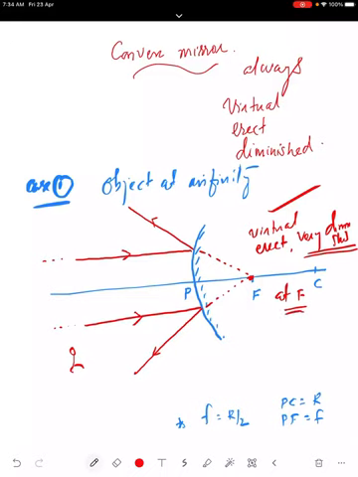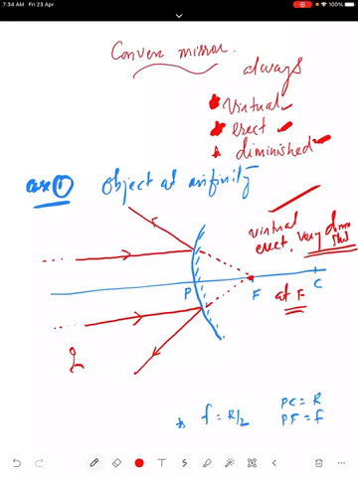So, convex mirror, image formation for all the positions of the object. Convex mirror forms virtual, erect and diminished images. So, you have to remember, always, virtual, erect and diminished image.